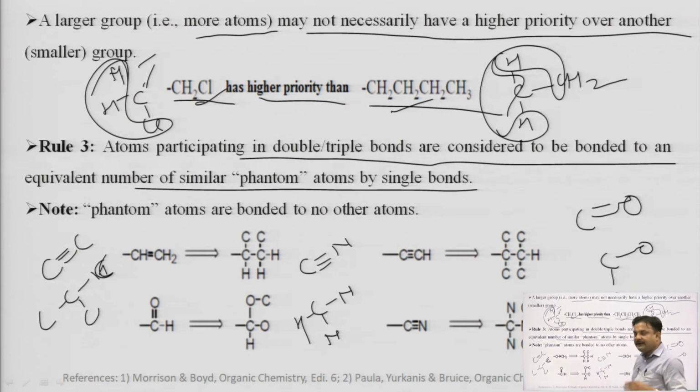So, at that time we have to take into account all these 3 or 2 adjacent atoms when we are going to prioritize the particular atom. So, atoms participating in double or triple bonds are considered to be bonded to an equivalent number of similar phantom atoms, because they are not visible, by single bonds. Phantom atoms are bonded to no other atoms.